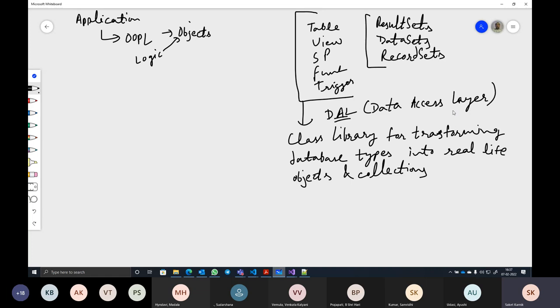Now, suppose I have 100 tables in my database for my application. What do you think? How many DAL implementations would I need with the conventional approach? Understood? Because every table will have a different set of data items, no? So the logic for transformation will be different. Hence, per table, I need a DAL. This is minimum.